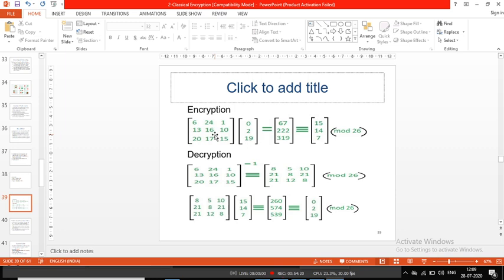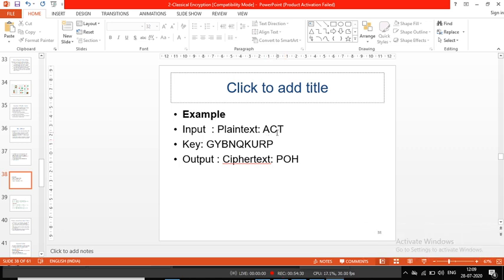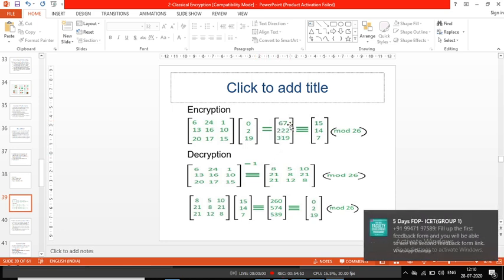And what is the plain text here? ACT is the plain text here. What is the value for A? 0. What is the value for C? 2. What is the value for T? 19. So you just write it down like this, 0, 2, 19. Now you do the matrix multiplication. Multiply the first row, then the second row, then the third row. All of you know matrix multiplication, right?